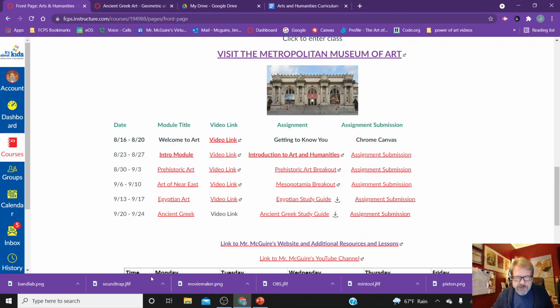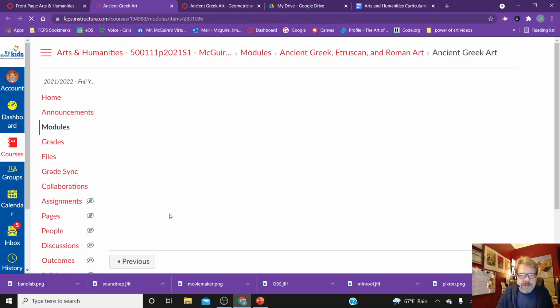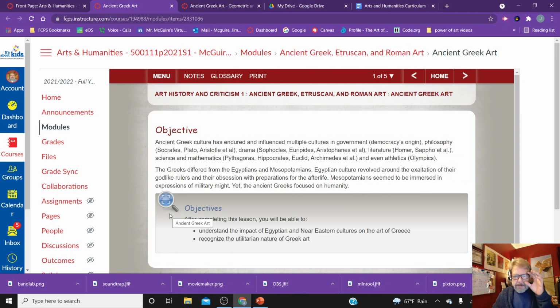So let's take a look at today's module. And again, if you need to go in the module, it's always right there, that first button. So our objective: ancient Greek culture has endured and influenced multiple cultures and government. Democracy's origin, we wouldn't have democracy if it weren't for the ancient Greeks. Philosophy, we had Socrates, Plato, Aristotle. Drama, Sophocles, Euripides, Aristophanes. Literature, you had Homer and Sappho. Science, mathematics, Pythagoras, Hippocrates, Euclid, Archimedes, and even athletes in the Olympics. The Olympics came from ancient Greece, of course.